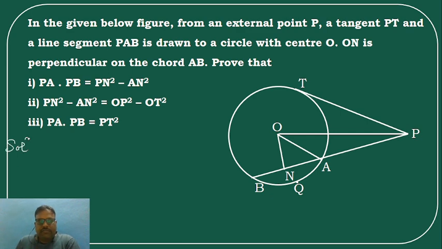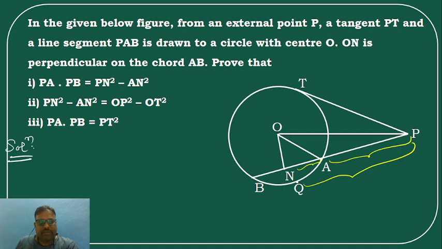Now let us start the solution. The first one: PA into PB is equal to PN square minus AN square. We will try to prove this right now. So first, according to the figure, if I want to get this PA, I can get it from this complete part. How can I get it? PA is equal to PN minus AN. From this complete PN, if I remove this AN, I will get PA, right?